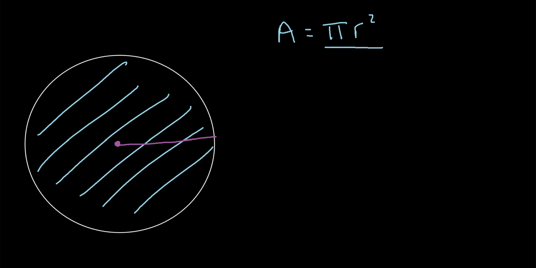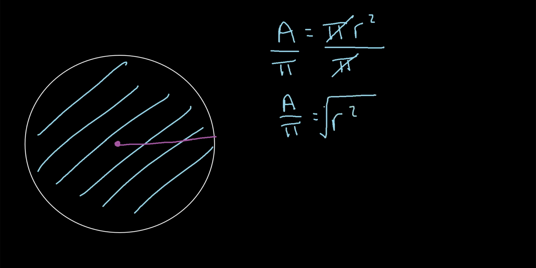Well, we could start by dividing both sides by pi. Because when we do that, the pi's on this right-hand side cancel out. So we're left with the area over pi is equal to r squared. So how can we solve for r? Well, we could just take the square root of each side, because taking the square root of some value squared just gets you that value. So what we get is r is equal to the square root of the area divided by pi.